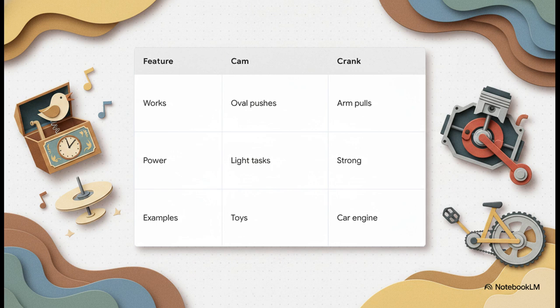But a crank? A crank uses a solid attached arm to physically pull and push a rod. It has incredible power. That's exactly why we use cranks for heavy-duty tasks, where massive force is needed, like driving the pistons in a roaring car engine or powering the pedals on your mountain bike.